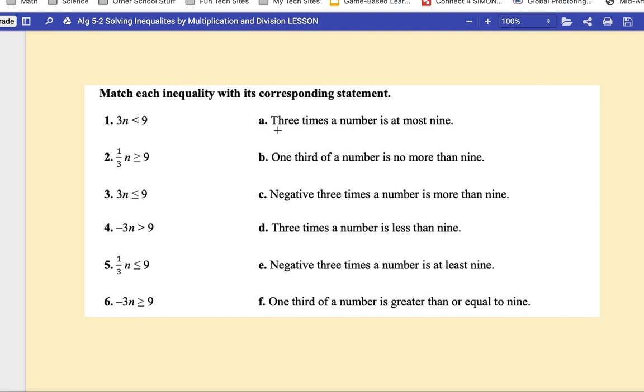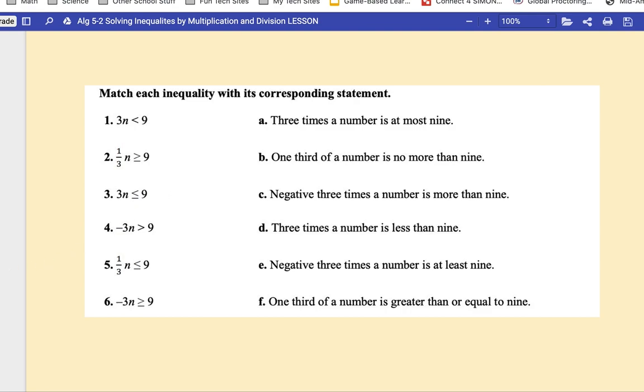If we look at that, we've got A: 3 times a number is at most 9, and D: 3 times the number is less than 9. In C, you have negative 3 times the number, but we don't have a negative. So it looks like we're looking at A or D. Now, the difference is A says at most 9, and D says less than 9. And this is clearly less than. Remember, at most would be less than or equal to.